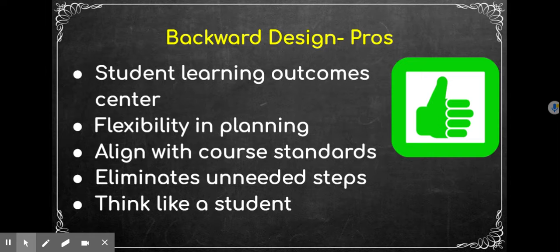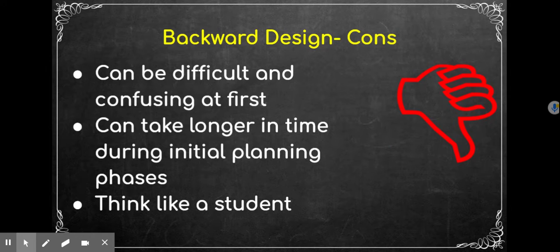Now, I want you to think about the part where I say think like a student, and here we go with our cons. For the backwards design, think like a student. Now, as a teacher, sometimes it's hard to put your mindset into the think like a student. It can be a little bit difficult and confusing at first, but with time, you will start to narrow it down and think about the different goals needed. It can take longer in time with the initial planning phases, and sometimes without the student-centered goal, it's a harder process for some teachers to grasp their mind around.